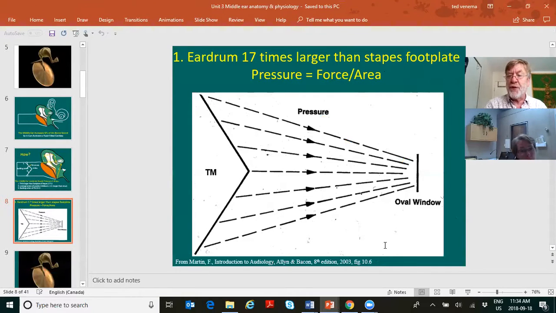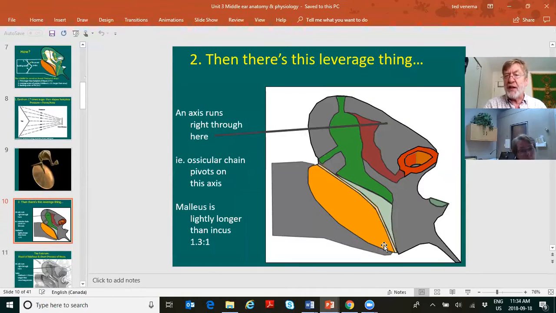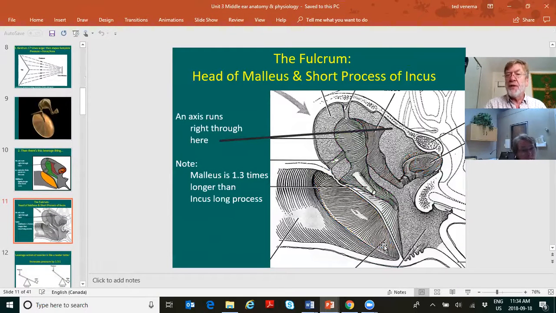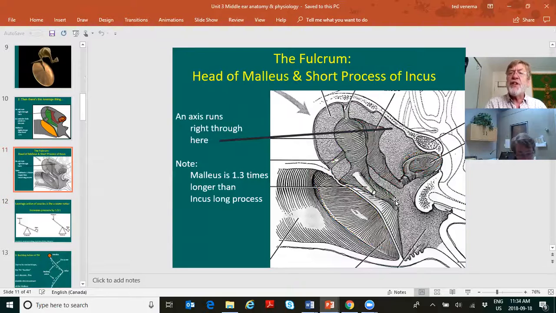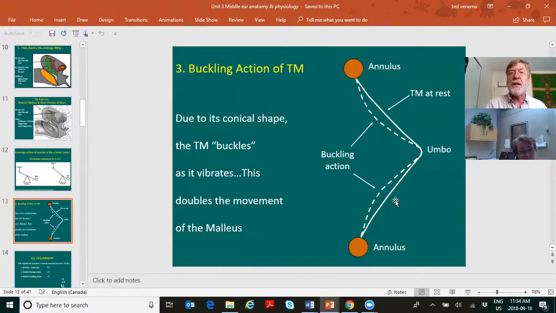So again, a description of the first way, a description of the second way, and you can see the leverage action or the fulcrum, the line drawn through the ossicles there. And again, on this picture here, same thing. And you could say that the malleus is 1.3 times the length of the long process of the incus, thus showing you the pressure increase like a teeter-totter or a seesaw. And really, that should give us the knowledge too that the middle ear ossicles move as a unit. It's not like the hammer hits the anvil and the anvil hits the stirrup. They move together as a unit, the ossicular chain. And then the buckling action, which increases the pressure by 2 to 1.